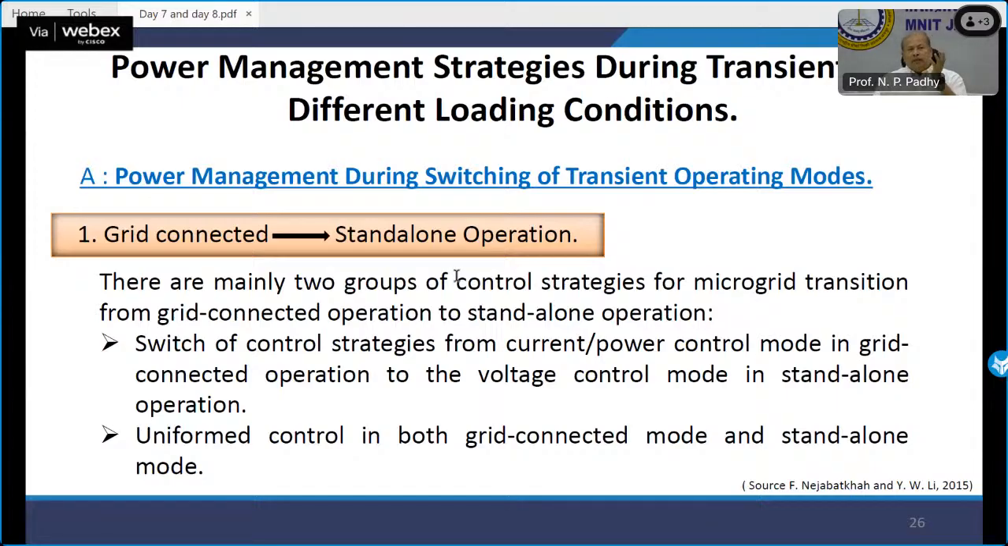Now, when you say grid connected to standalone, it means it is simply disconnected due to a specific reason. Maybe shortage of power, probably voltage mismatch, probably the way frequency is being generated in the grid, which is not acceptable to the main grid. So the main grid says, get lost, you are disconnected. The first group switches control strategies from current, power control mode in grid connected operation to voltage control mode in standalone operation. And then the second will be uniform control in both grid connected mode and standalone mode.